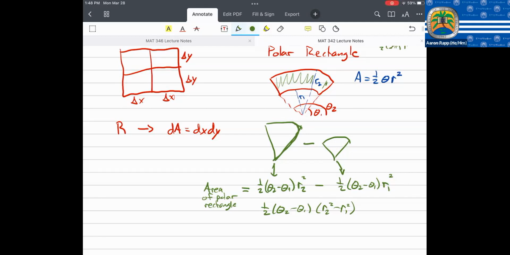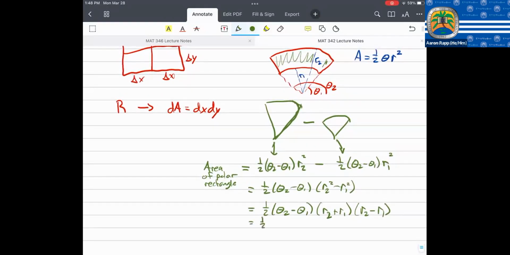Well, that's a difference of squares. I can factor that. And when I do that, it's going to factor into R2 plus R1 and R2 minus R1. Well, the difference in those angles theta, I can represent as my change in my angle.